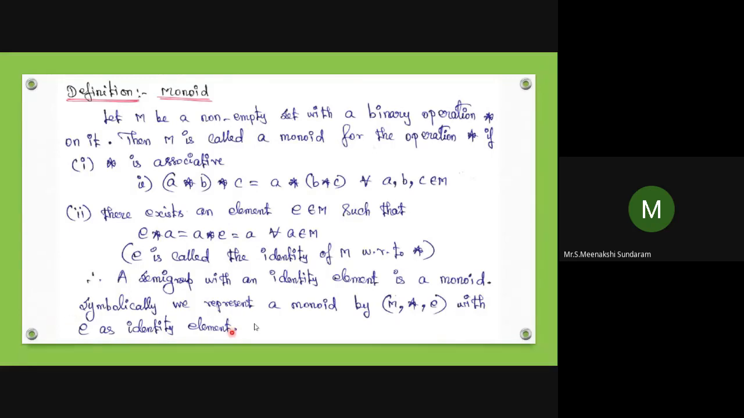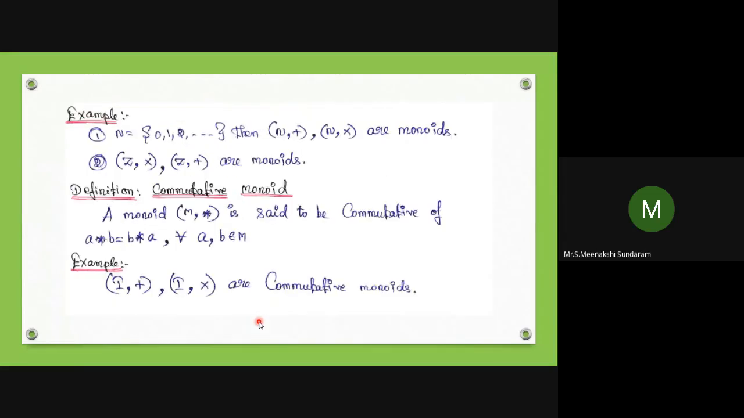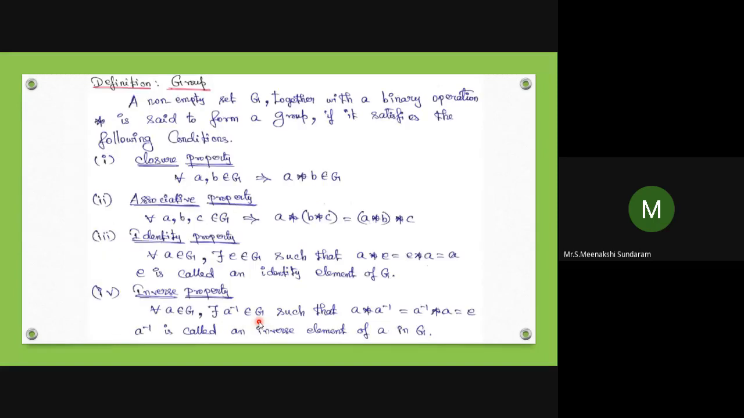Symbolically, the monoid is represented as M comma star comma E, where E is the identity. Example: the natural numbers, or whole numbers 0, 1, 2, 3 and so on. Then N comma plus and N comma star are monoids. Z comma star and Z comma plus are monoids. Under addition and multiplication, the set of all integers is a monoid. Next, commutative monoid. A monoid which satisfies the commutative law is a commutative monoid. Same example as before: integers with addition and integers with multiplication are commutative monoids.